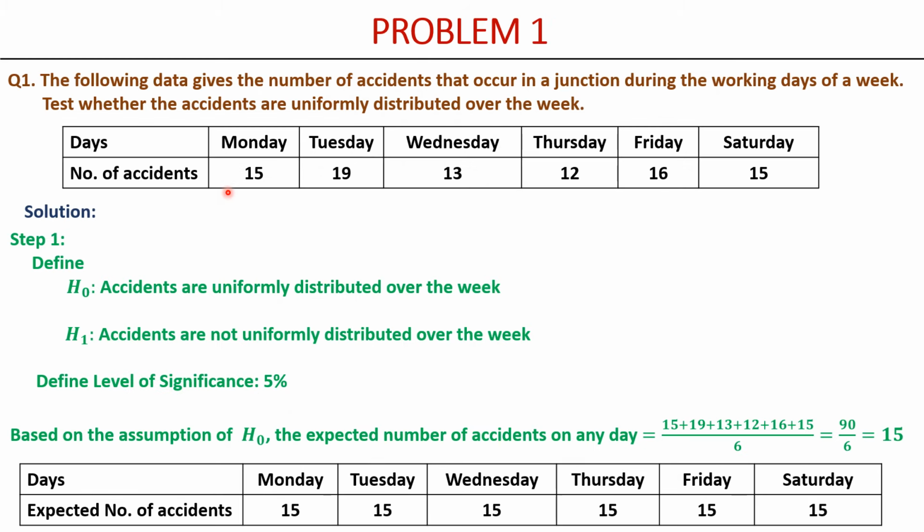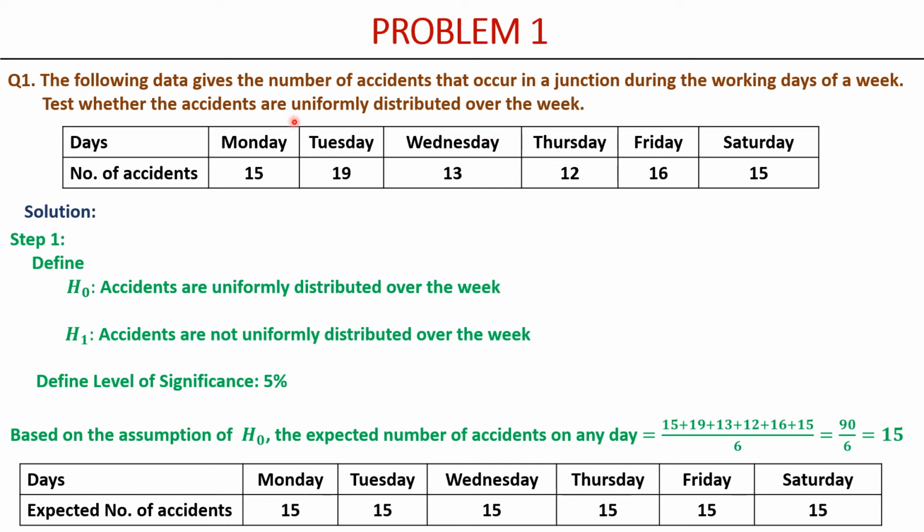The first problem reads the following. The following data gives the number of accidents that occur in a junction during the working days of a week. Test whether the accidents are uniformly distributed over the week. So we are given a table where, for each particular day, starting from Monday to Saturday, the number of accidents that have occurred in a particular junction is mentioned. Based on this data, are we in a position to conclude that accidents occur uniformly over the week? Can we judge if there is a uniform distribution of the accidents over this 6-day week? So this is what we have to test.